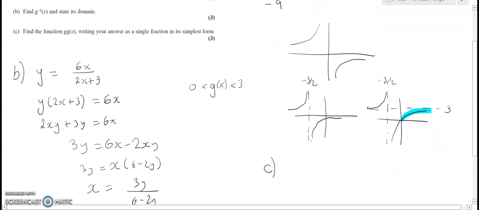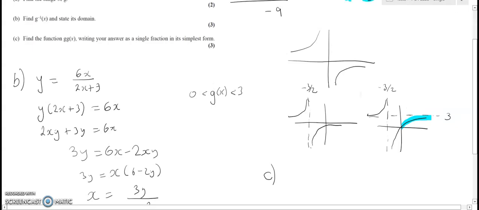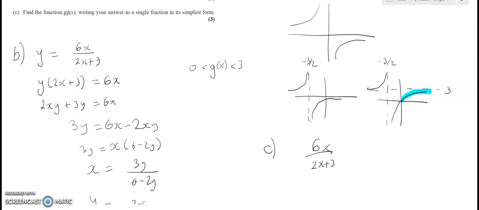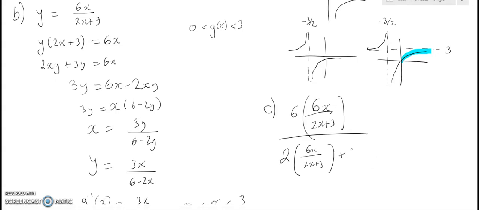It said find the function g g of x, writing your answer as a single fraction in its simplest form. So g of x, we had 6x over 2x plus 3. Now I'm going to take g of x and put it back inside g of x. So wherever there's an x, you're going to put 6x over 2x plus 3. So it's going to be 6 lots of this over two lots of 6x over 2x plus 3, plus 3.